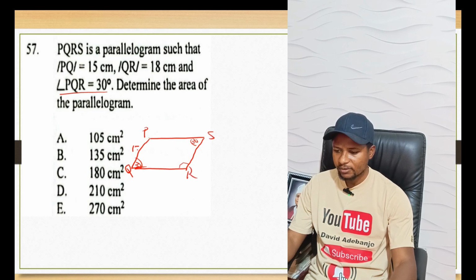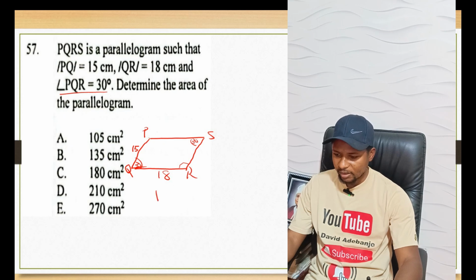PQ is 15, so this is 15. QR is 18, so this is 18. So determine the area of the parallelogram. The area of a parallelogram, we have said, is base times what? Perpendicular height. And they gave you the base to be 18. We don't have the height, so we're going to find the height first, H, to continue the area.